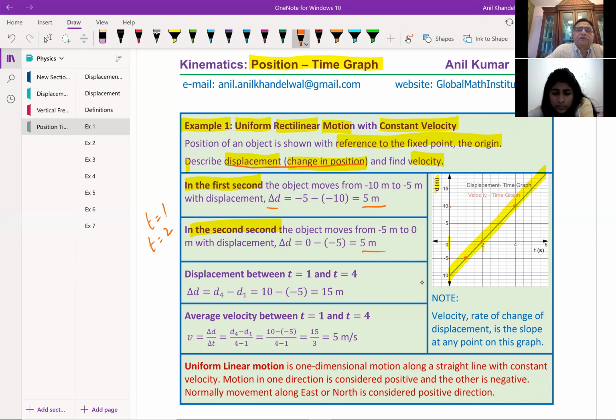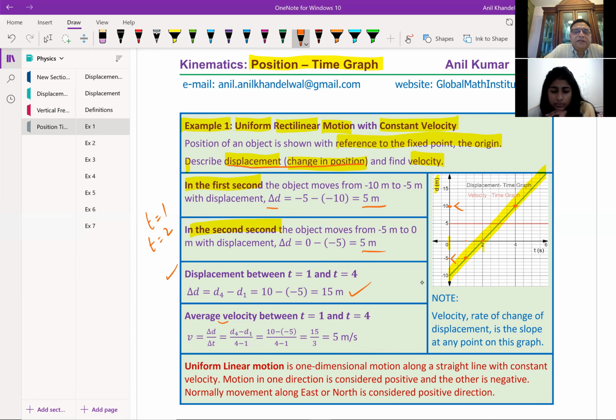So you can read position, you can find displacement, so we'll have one more example. Can you do this? Displacement between t equals to 1 and t equals to 4. How will you do this? So at t equals to 4, the distance is 10 meters. Perfect. And then at t equals to 1, what is it? Minus 5. So when you do 10 minus minus 5, so 15 meters. 15 meters. Perfect. Now let's try to find how do we find the average velocity.